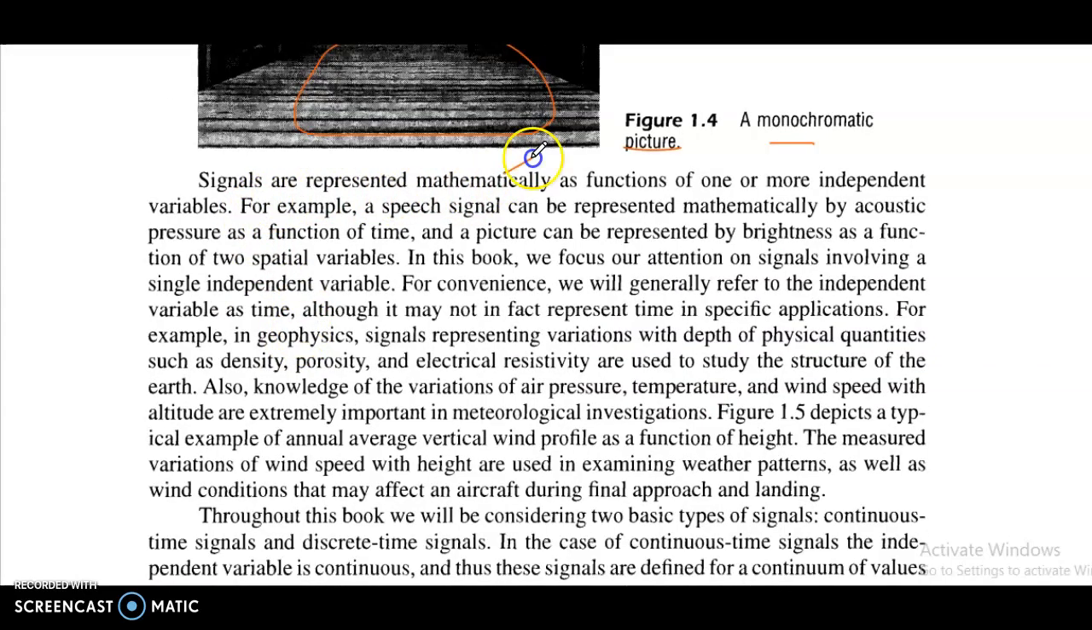Signals are represented mathematically as functions of one or more independent variables. For example, a speech signal can be represented mathematically by acoustic pressure as a function of time, and a picture can be represented by brightness as a function of two spatial variables.